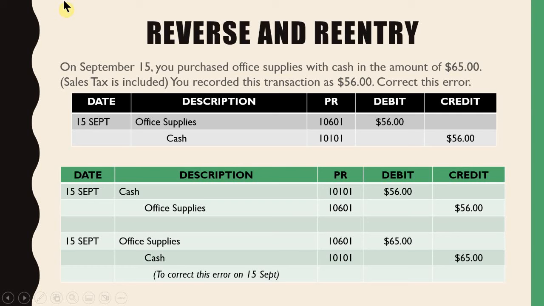Then the second thing you're going to do is re-enter the transaction, right? You're going to purchase those office supplies, pay cash, and now identify the correct amount. So we went to the store, purchased it, then realized it's the wrong amount. We go back to the store, refund the product, and then turn around and rebuy it. That is the simplest way to understand the reverse and re-entry method. Okay? All right, so this is the reverse and re-entry method. Any questions here?